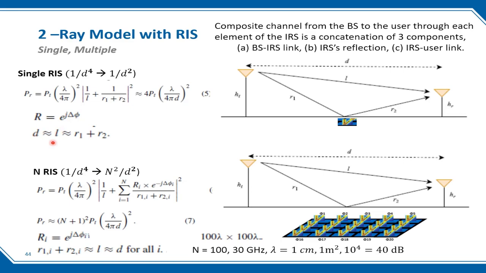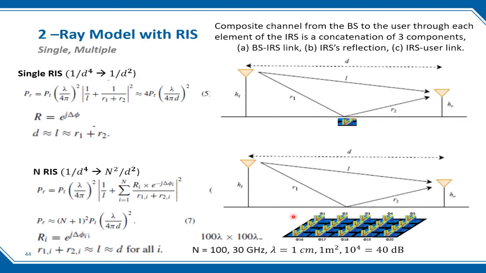And with large L, with large D, since the phase is controlled, we can constructively make the two signals collaborate from the receiver's point of view, and then it ends up being like a line of sight kind of equation, where the received signal power at the receiver is inversely proportional to the distance squared. So that's with one RIS.